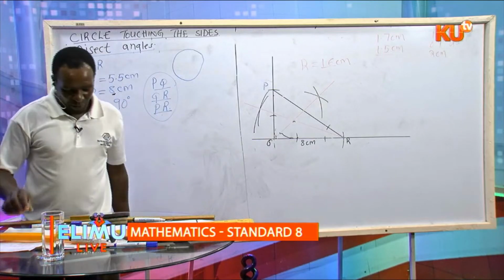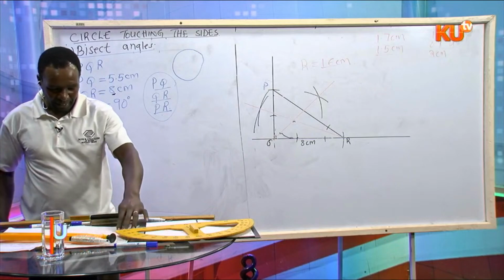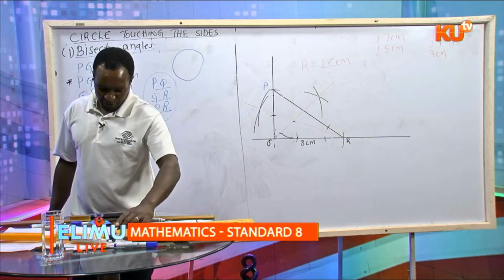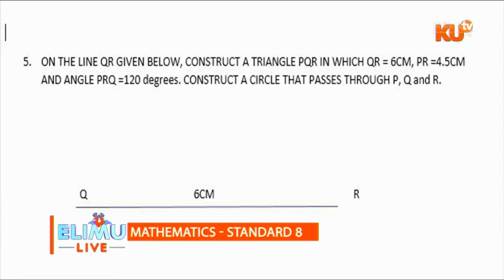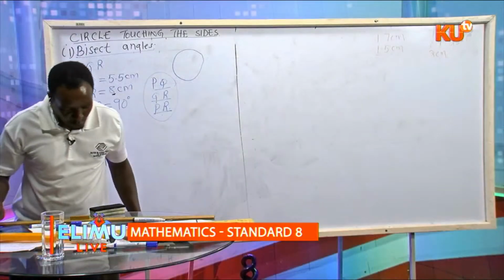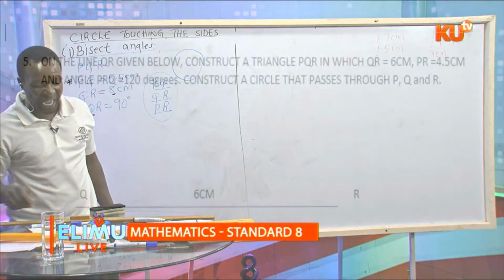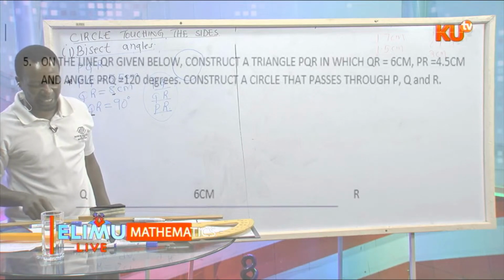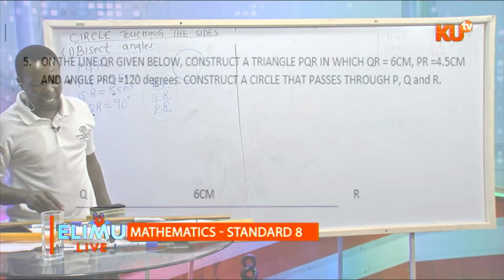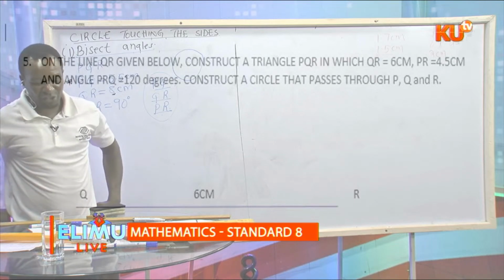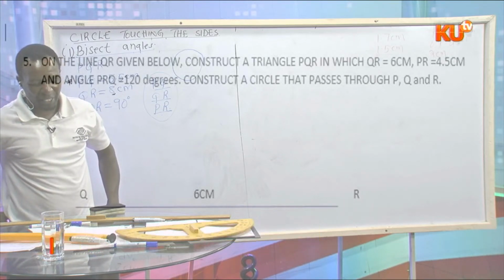I'll go to my last question. My last question reads: on the line QR given below, construct triangle PQR in which QR is equal to 6 centimeters, PR is equal to 4.5 centimeters, and angle PRQ is equal to 120 degrees. Construct a circle that passes through P, Q, and R.